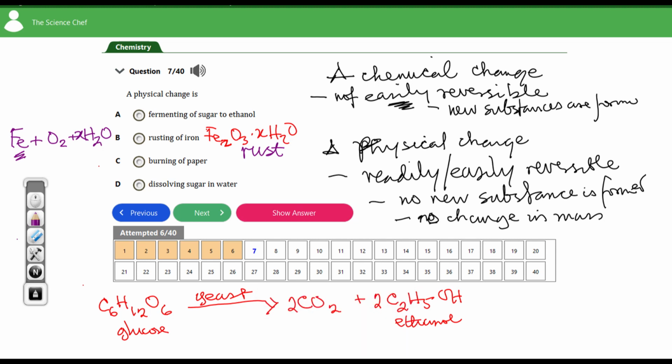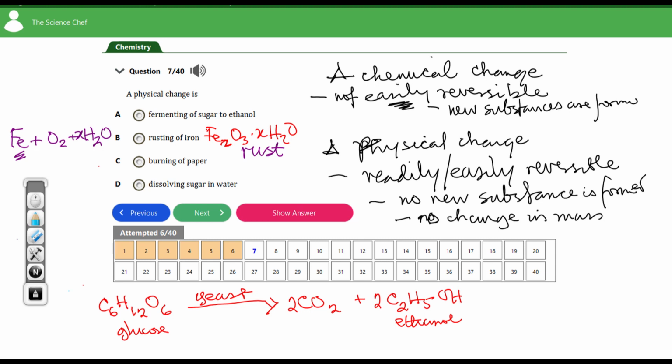So rusting of iron is a chemical change, because this rusting of iron cannot be easily reversed. That's why once your iron undergoes rusting, the only thing you can do is to change that iron or replace it. You cannot reverse that rusting process, because it's a chemical change. Then likewise, burning of paper.